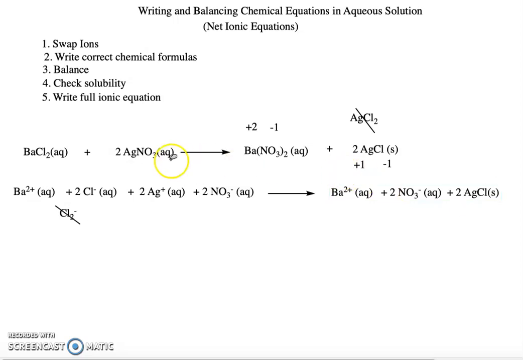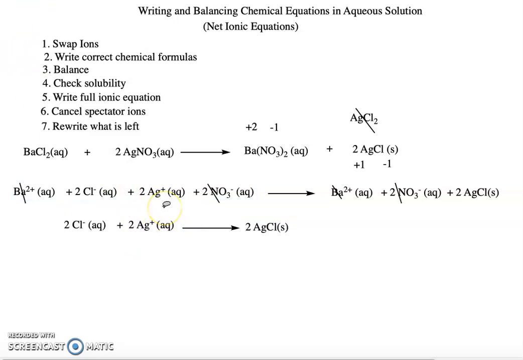Now I need to notice that there are some ions that don't change from one side to another. Barium +2, barium +2, nitrate, nitrate. Those are called spectator ions. I'm going to cancel out my spectator ions. So I've canceled barium and nitrate from both sides. Now I'm finally going to rewrite what's left.